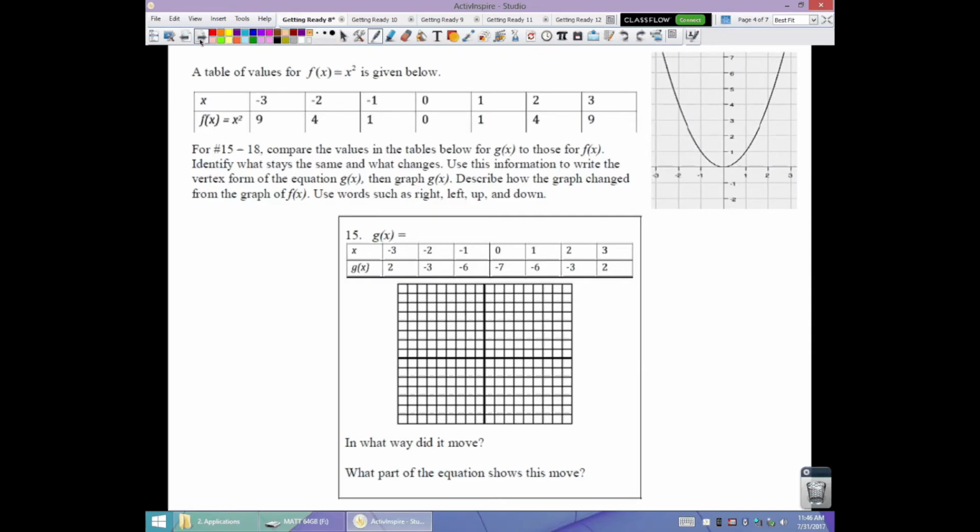Okay? Now remember, the parent function is f of x equals x squared, but our vertex form, we would say, is f of x equals a times (x minus h) squared plus k. We know the a out here controls our dilation and whether it opens up or down. The h here controls our horizontal motion, left or right, and k, up and down.